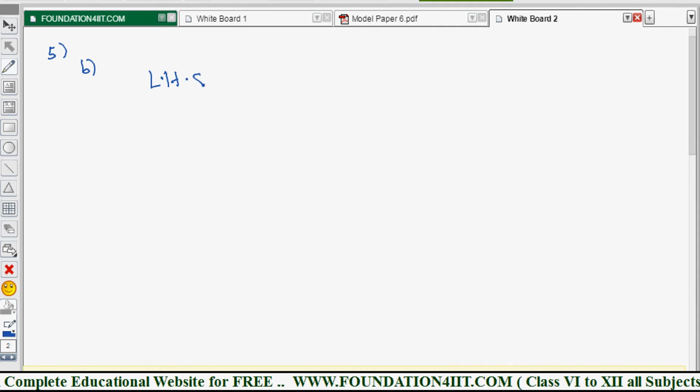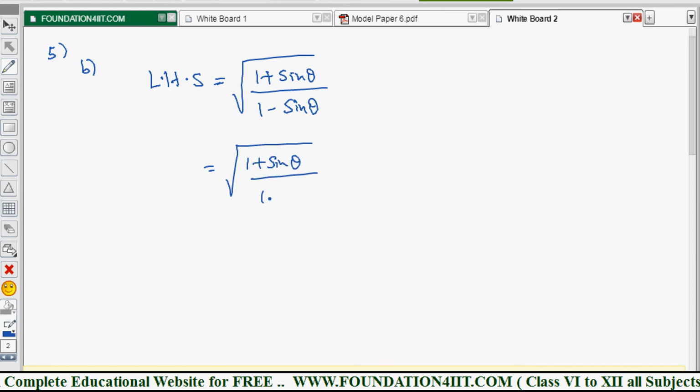In 5B, the left hand side which is given is the square root of (1 plus sin theta) by (1 minus sin theta). You should take the same denominator with the opposite sign and multiply and divide. Most of the sums of this type need the same process. So just multiply and divide by whatever the denominator is with the opposite sign.